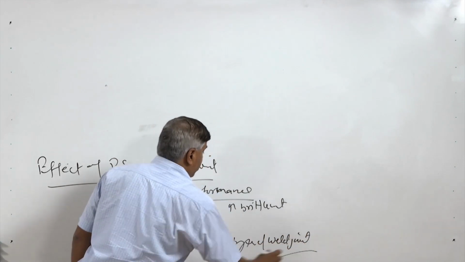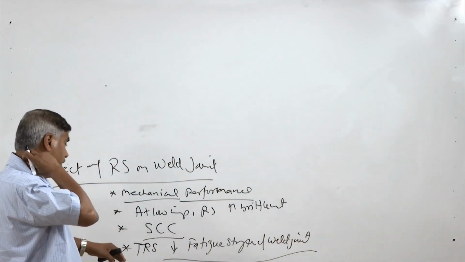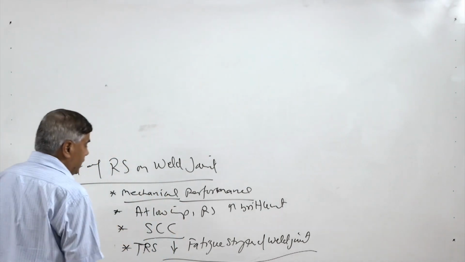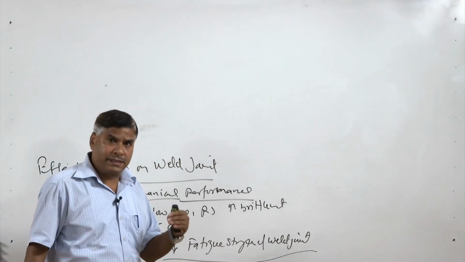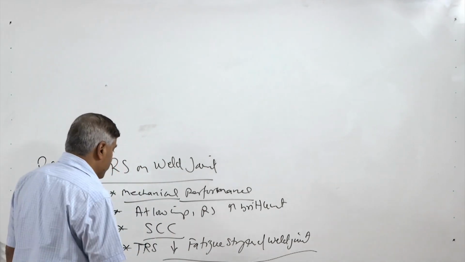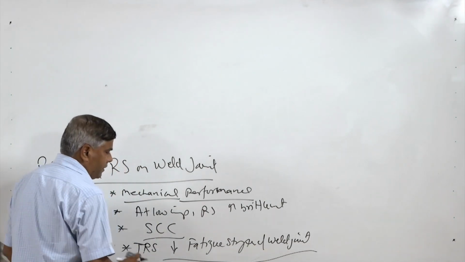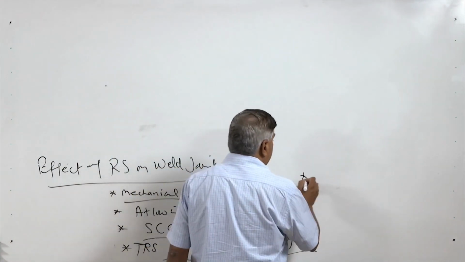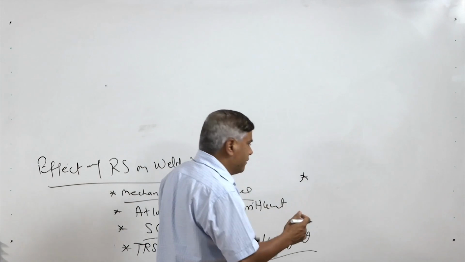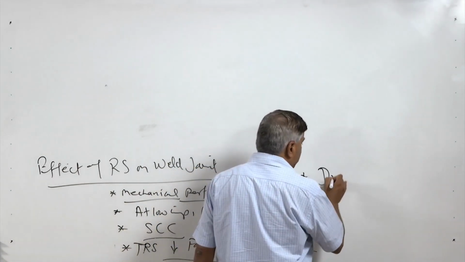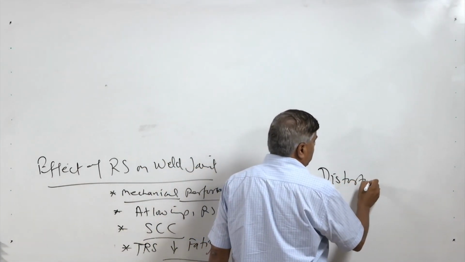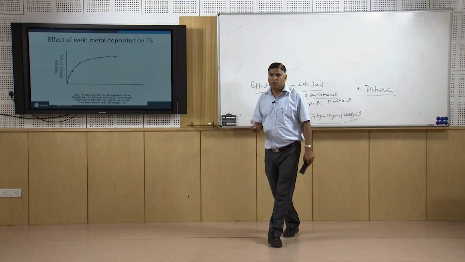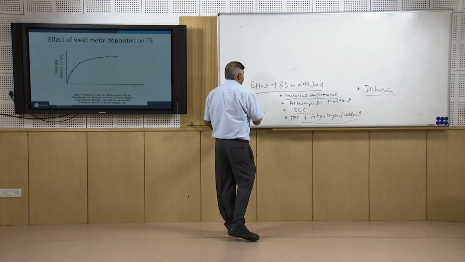However, the development of compressive residual stresses improves the fatigue performance of the weld joint. So, sometimes compressive residual stresses are intentionally induced in the weld joint, so that the fatigue performance of the weld joint can be improved. Apart from that, if residual stresses are present in the weld joints, they increase the distortion tendency, meaning the weld joint will have a shape other than what we expect from it.